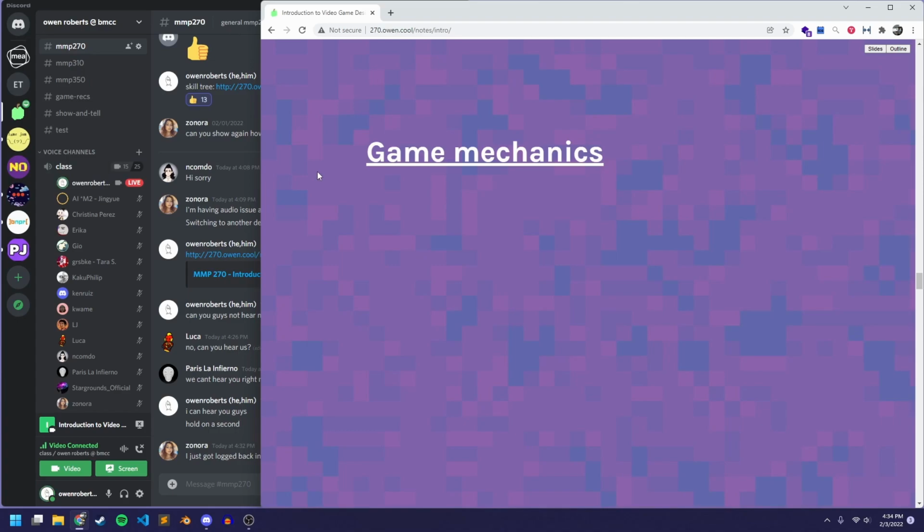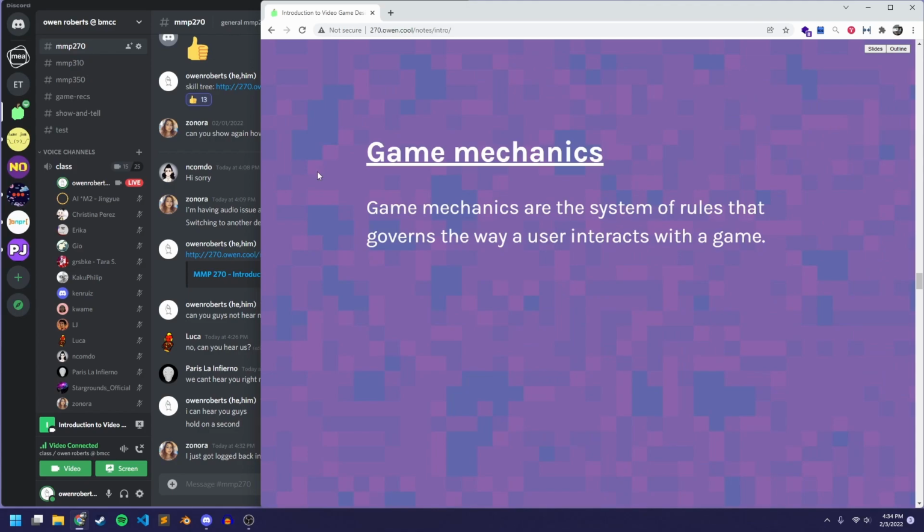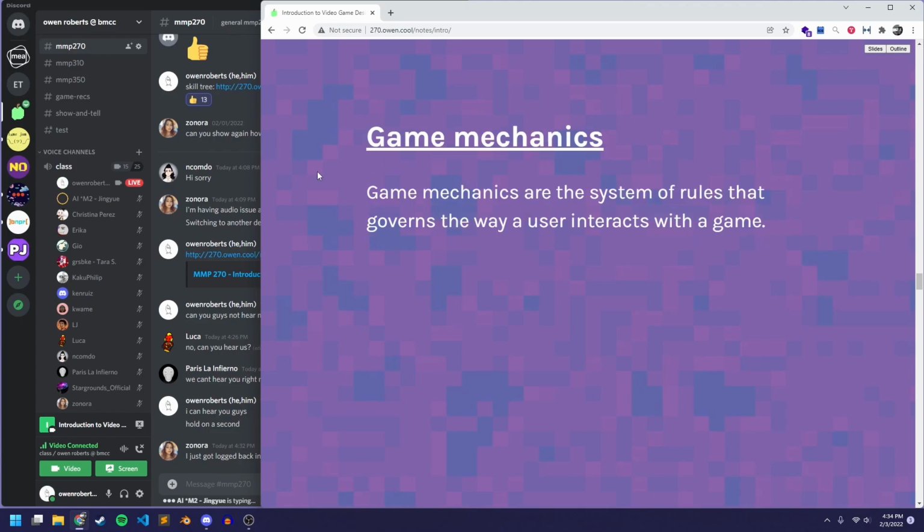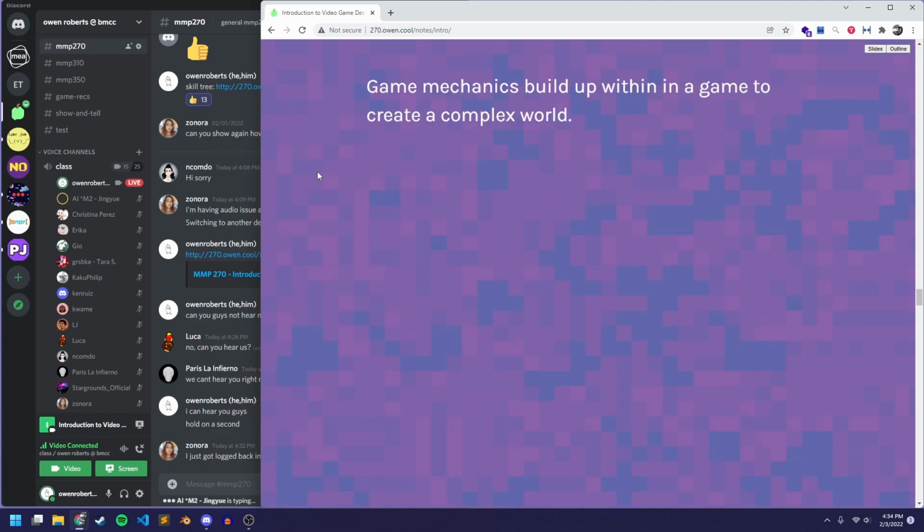What we were just discussing kind of leads into game mechanics. Game mechanics is basically the different rules of the game and how they fit together. I'm sure most of you have heard this term before. It's probably not necessarily a new term, but again, we're defining our terms for the semester. So again, as I said, a system of rules that governs the way that the user is allowed to interact with the game. Game mechanics build up in a game to create a complex world. So you have a bunch of different game mechanics, and then the way that they fit together is how you create the system of the game, the setting, the genre, all of these different things.